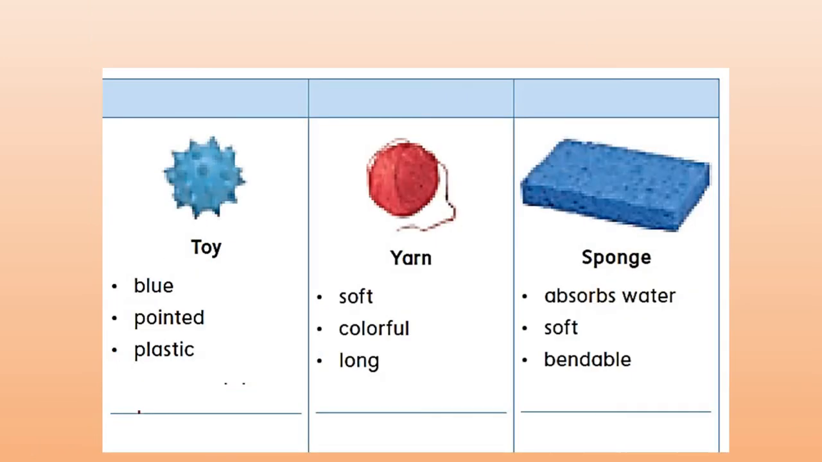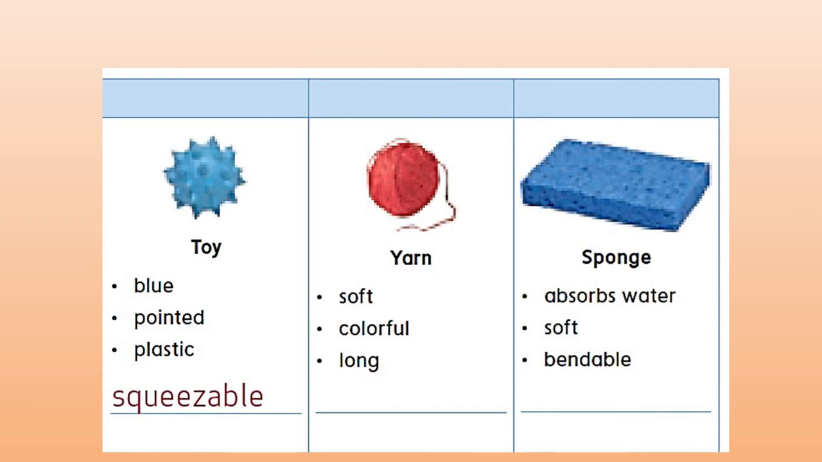Page number 13. Here we have another 3 objects: toy, yarn, and sponge. Let's see toy. Its color is blue, and we can see it's pointed. Like this, it's pointed, and it's made of plastic. Can you think about another property for this object, grade 2? Is this toy squeezable or not? What do you think? It's squeezable. Excellent, grade 2. It's squeezable.